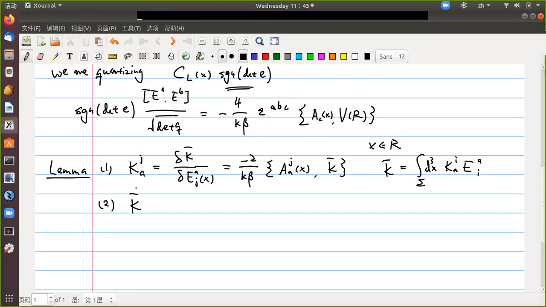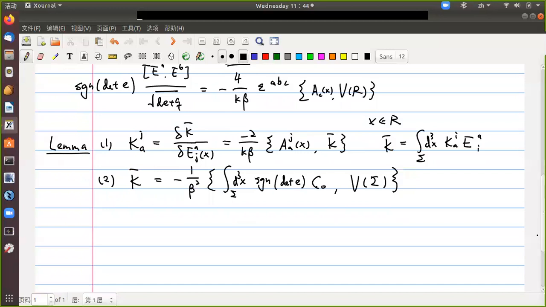Another part of the trick by Thomas Thiemann is that you can express this K bar in terms of a Poisson bracket. This is 1 minus 1 over beta squared, where again beta is the Immirzi parameter, times the Poisson bracket between the Euclidean Hamiltonian constraint integrated over the spatial slice and the volume of the entire spatial slice. So you see, this K bar can be written as a Poisson bracket between the Euclidean Hamiltonian constraint and the total volume of the spatial slice.